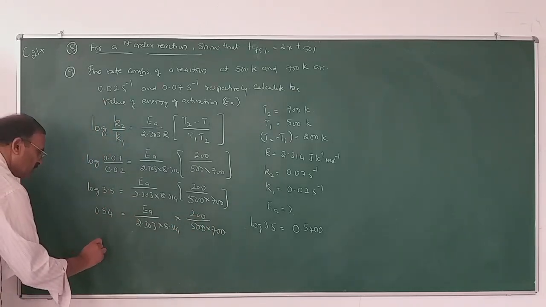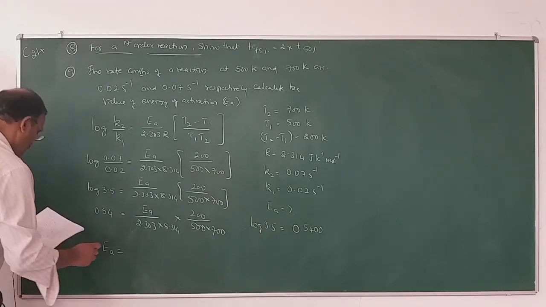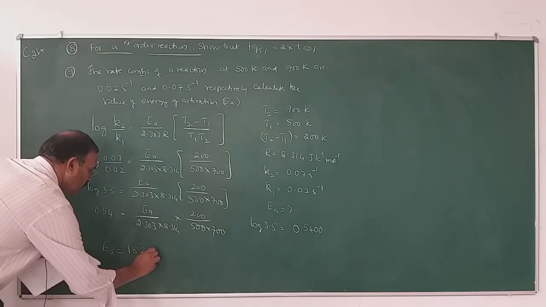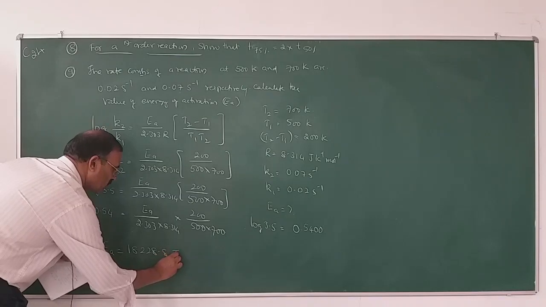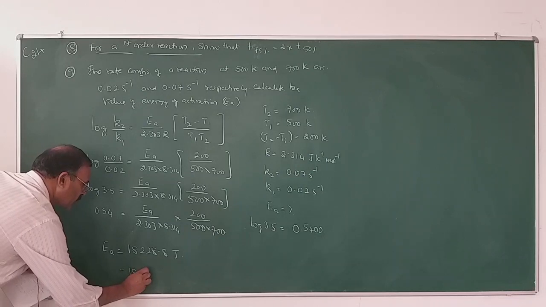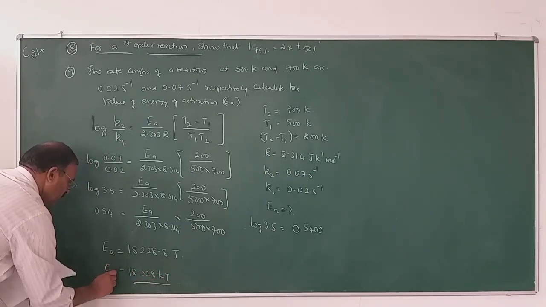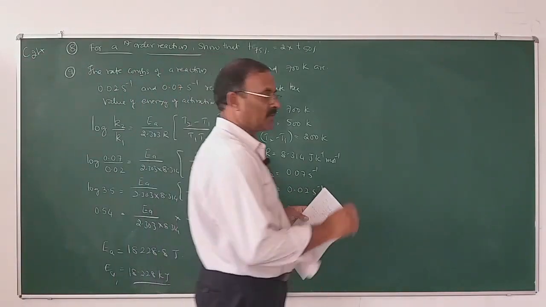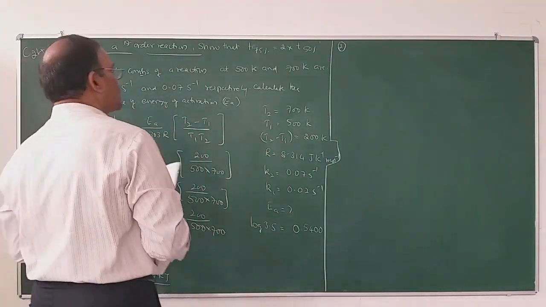So from this equation you can calculate EA, that value is equal to 118228.8 joules. This is also equal to 118.228 kilojoules. So this is how we can calculate energy of activation. These problems are important, so they will be asked in the examination.